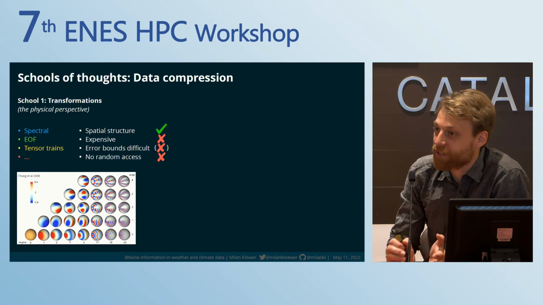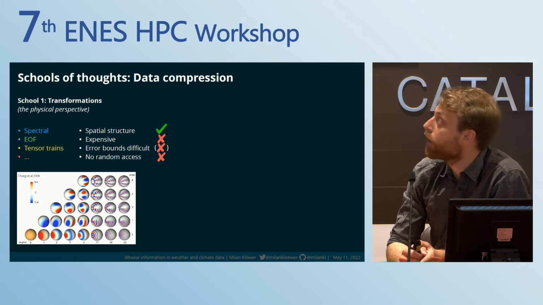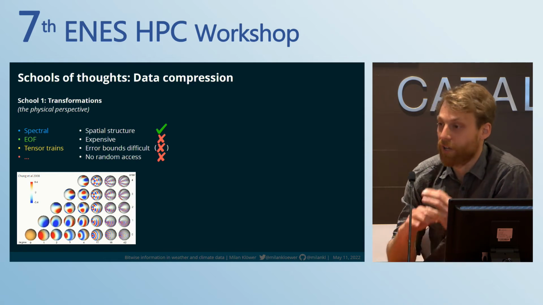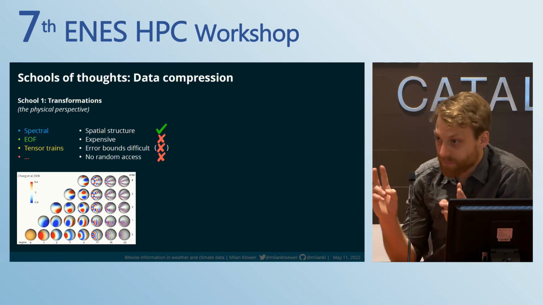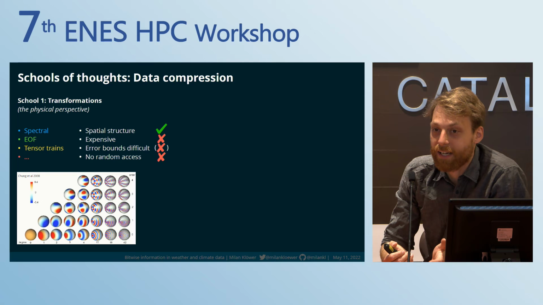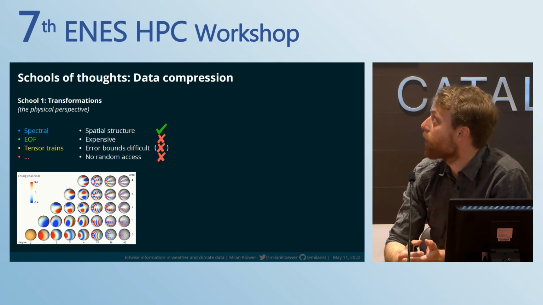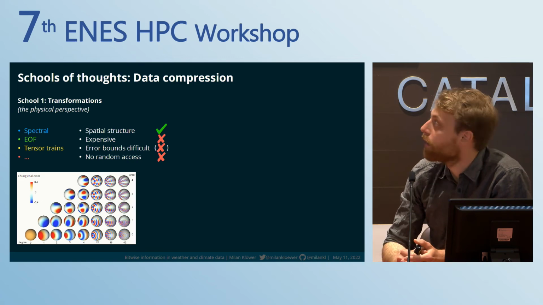As an overview, I feel that in data compression, there's basically 2 schools of thought. One is this very physical perspective, where people always think in terms of trying to find the best basis functions to fit our data so that we use as few coefficients as possible to represent it. Spectral transforms, EOF, tensor trains are just examples of that. And they're obviously designed to fit the spatial or even temporal structure of our data as best as possible. But most of the time, they're rather on the expensive side.